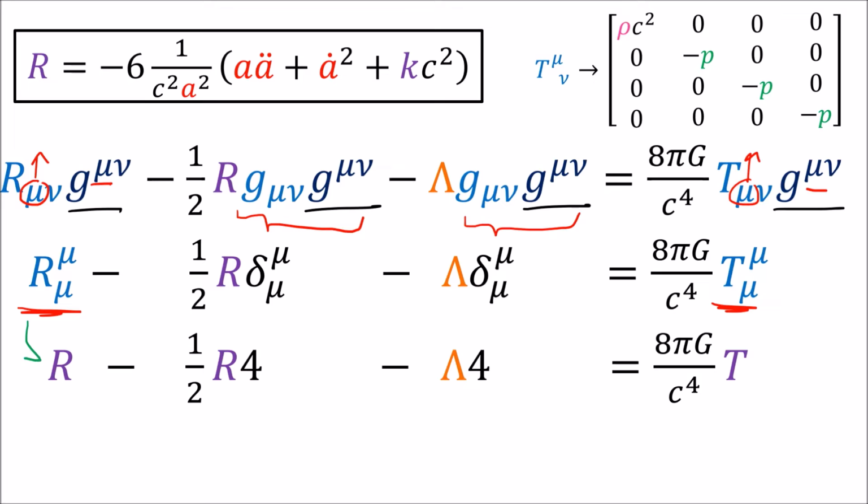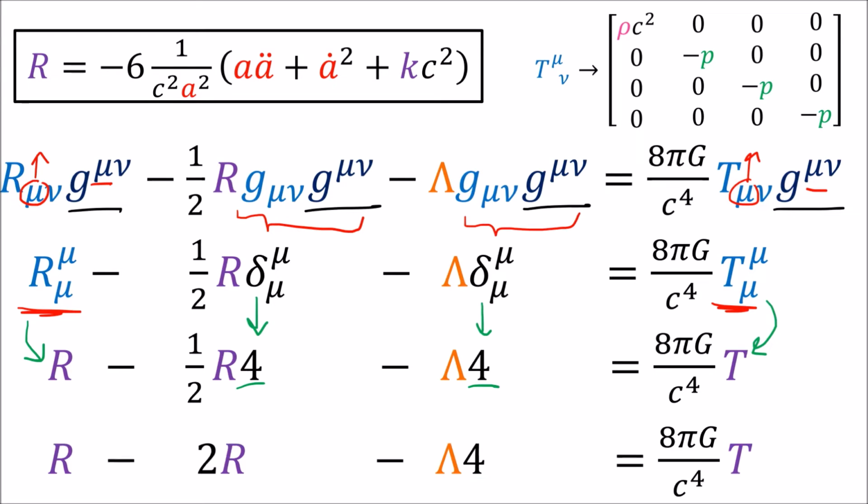The trace of the Ricci tensor is the Ricci scalar, and the trace of the energy-momentum tensor is the T scalar. And since the Kronecker deltas are the 4x4 identity matrices, this trace is just the number 4. 1/2 times 4 is 2, and R minus 2R is negative R.